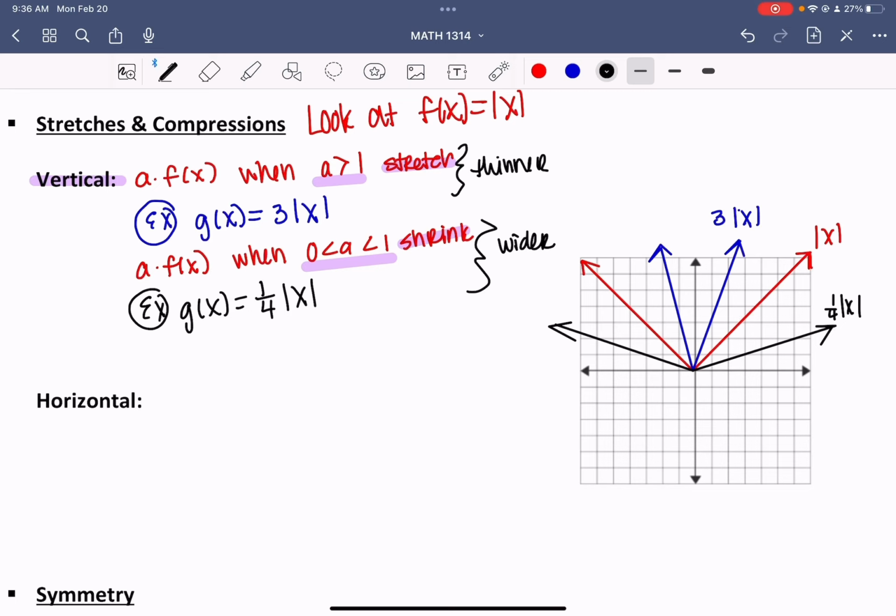Now let's look at what happens when we have a horizontal. Now in our reflections and in our shifts, when we had something on the outside of the function, that referred to our vertical. When we had something on the inside of the function, that was your horizontal.